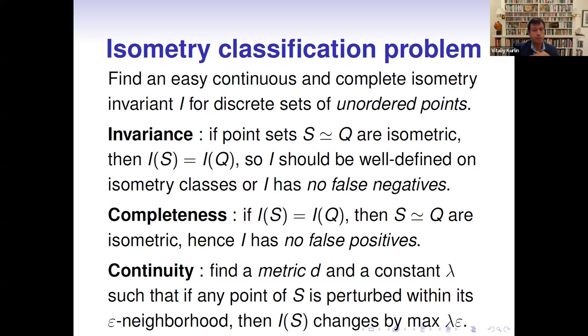Continuity means that we would like to define a metric and a constant such that after perturbing any point of our periodic set up to epsilon, say in the Euclidean distance, the invariant changes up to that constant times epsilon. So only a little bit with respect to the initial perturbation. This is called Lipschitz continuity, much stronger than the classical epsilon-delta continuity.